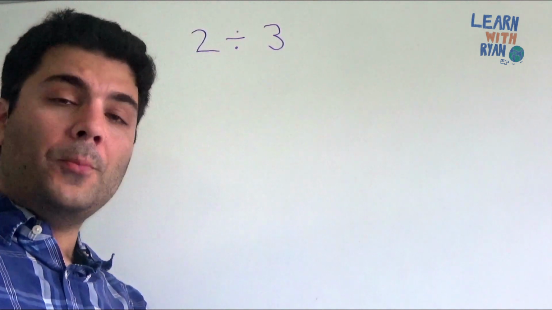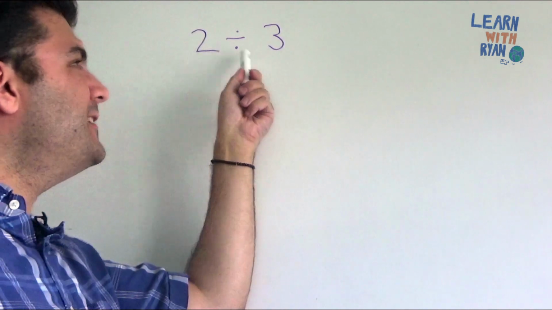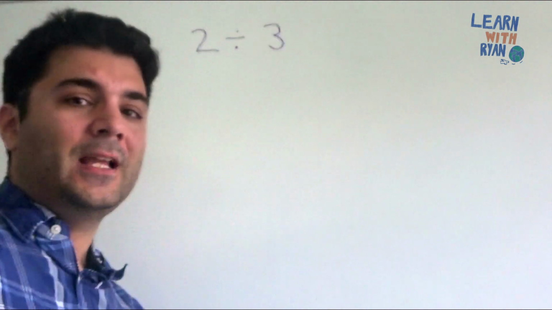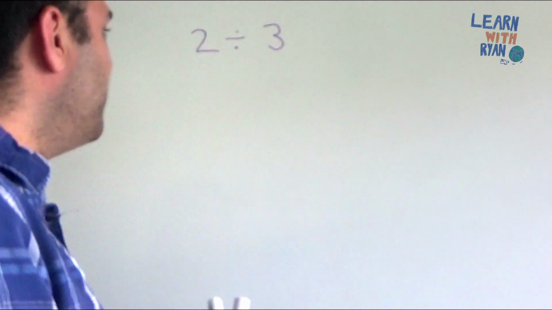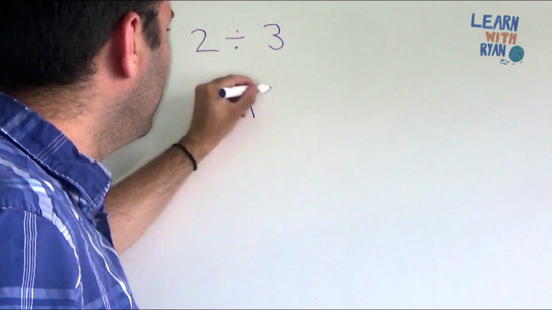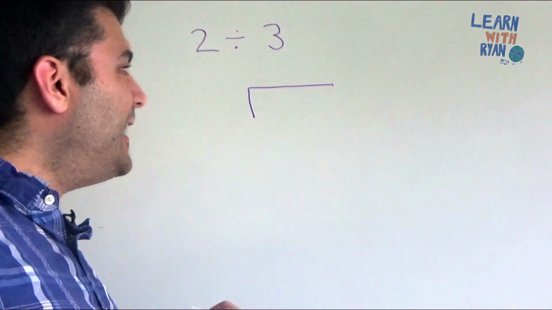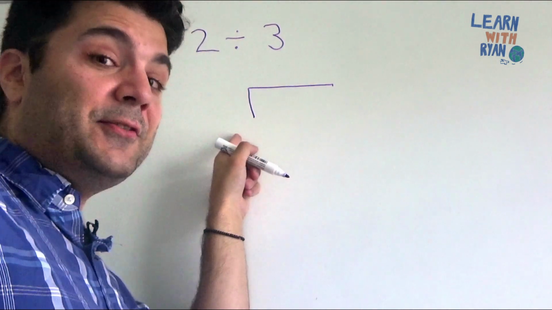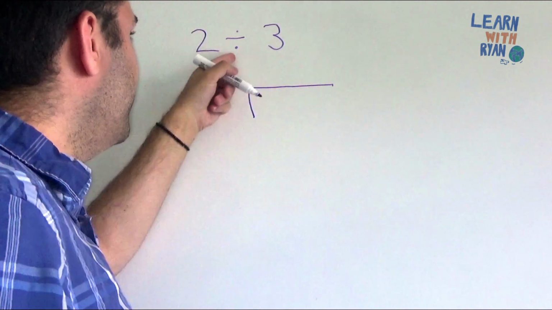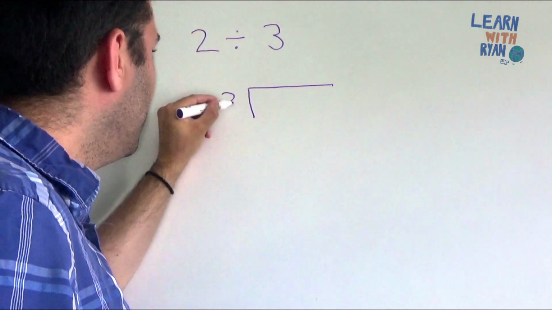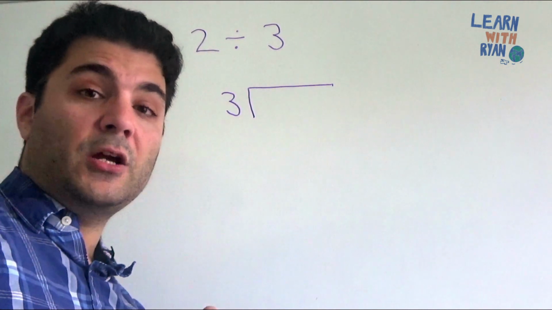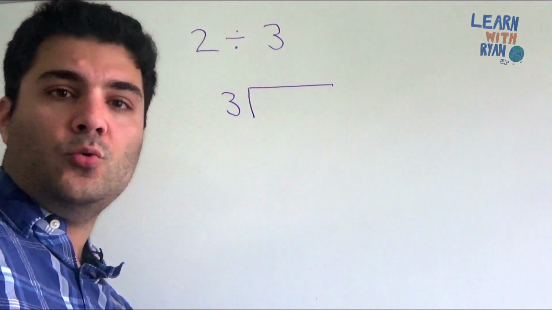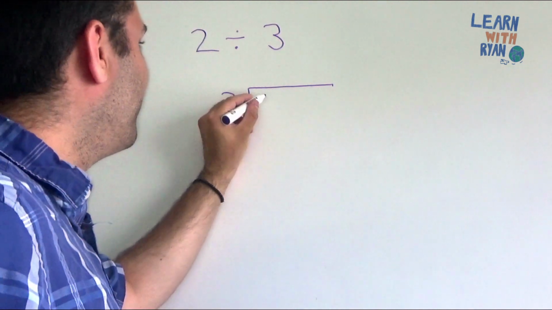Okay, let's have a look at one more example. 2 divided by 3. So again, I'm going to set up my bus stop. Now just be very careful, remember what I said, what you divide by needs to go outside this bus stop. So we're dividing by 3, so the 3 goes outside and it's the 2 that goes inside.